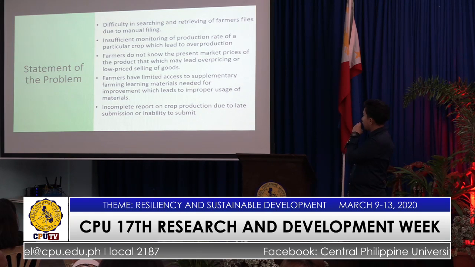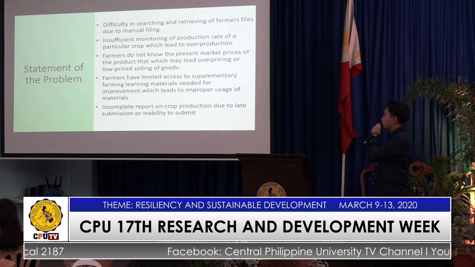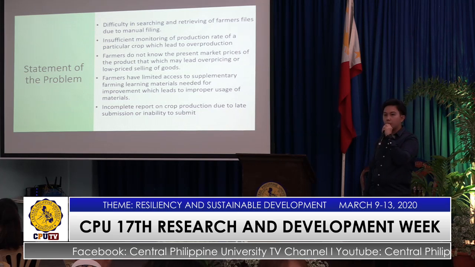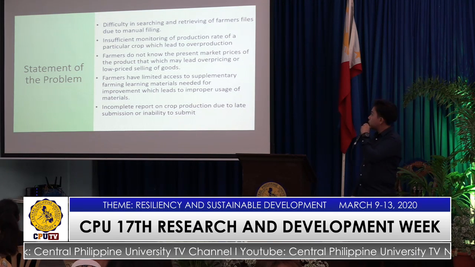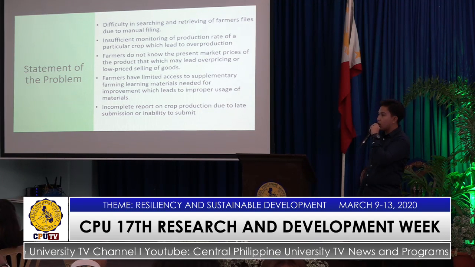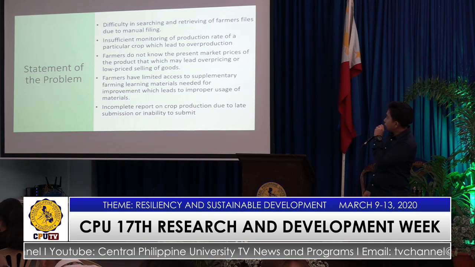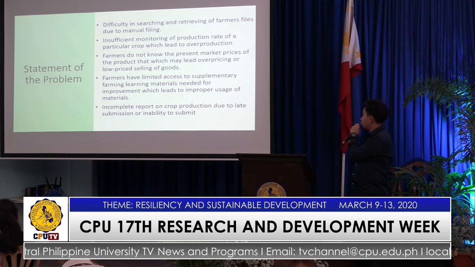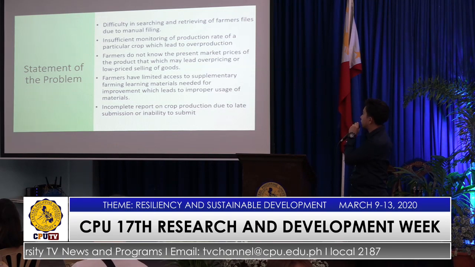Second is insufficient monitoring of production rate of particular crops, which leads to overproduction. Farmers keep producing the same kind of crop, and they don't know that they have a stock of overproduction. Third, farmers do not know the present market prices of the products, which may lead to overpricing or low price selling of products.